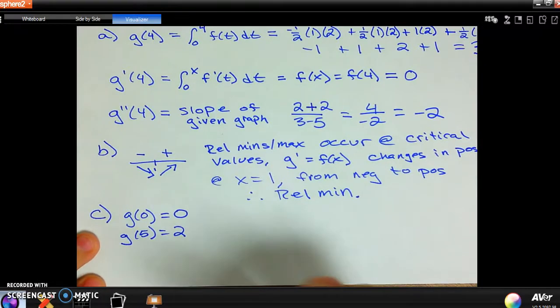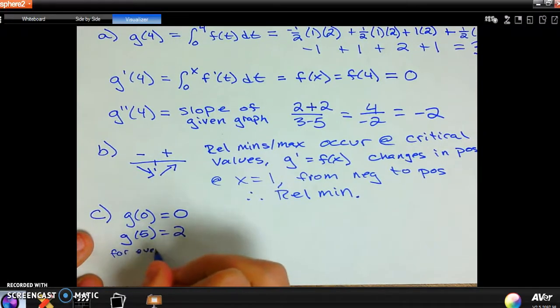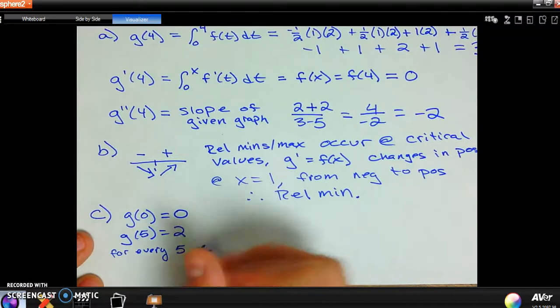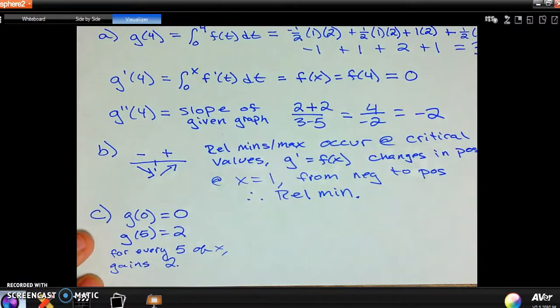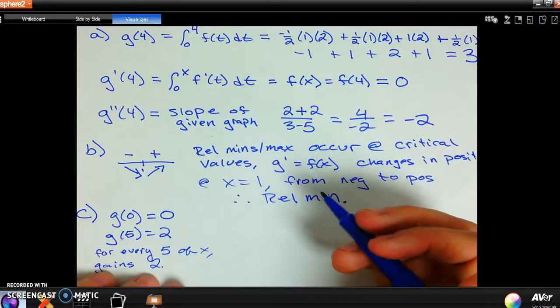So the function increases by 2 for every 5 in x. That's what that's saying. For every 5 of x, the function gains 2, okay? So that's what I'm kind of writing there. Basically, they're asking me about g of 10, right?